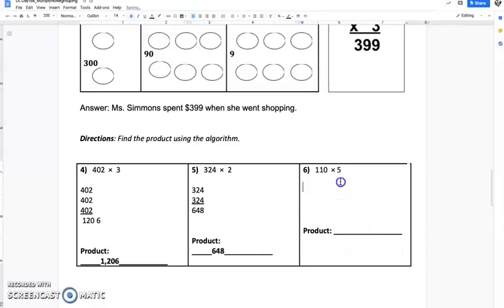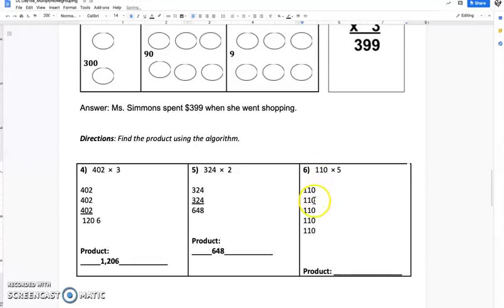648. Now, lastly, we have 110 times 5. So that means we have to add 110 5 times. That's a bunch of times, right? We can do it. All right, 1, 2, 3, 4, 5. We got it 5 times. We're going to make sure that is underlined. And when we move to the next space, we can take the underline off.